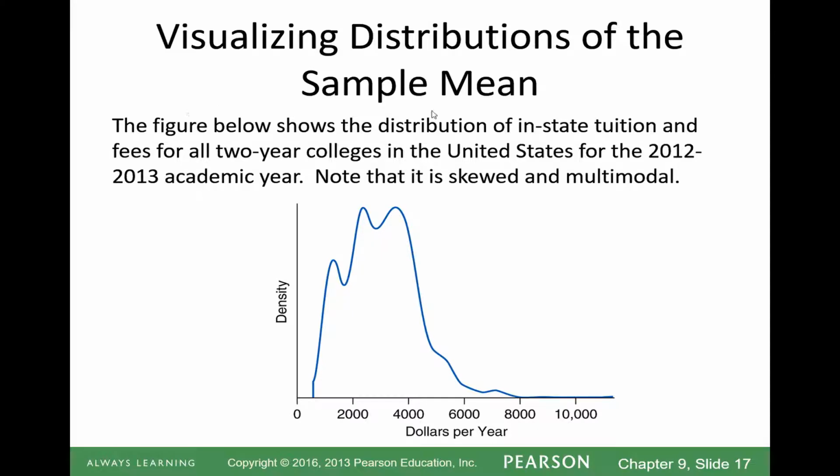Visualizing distributions of the sample mean. Here is the distribution of the in-state tuition and fees for all two-year colleges. Note that it is skewed and multimodal.